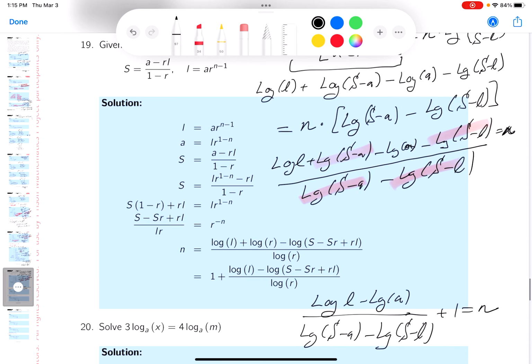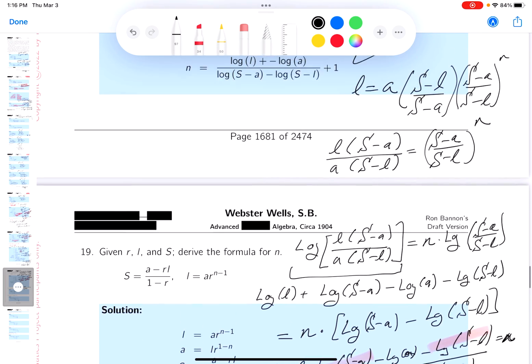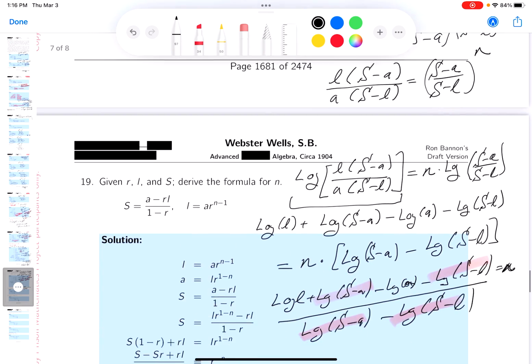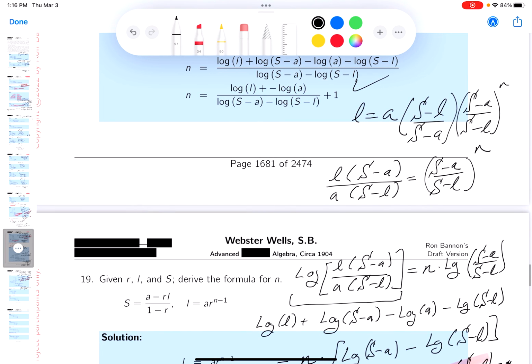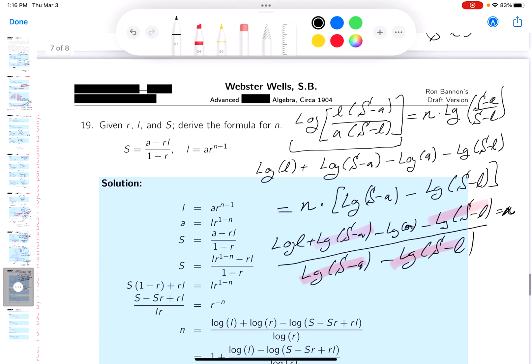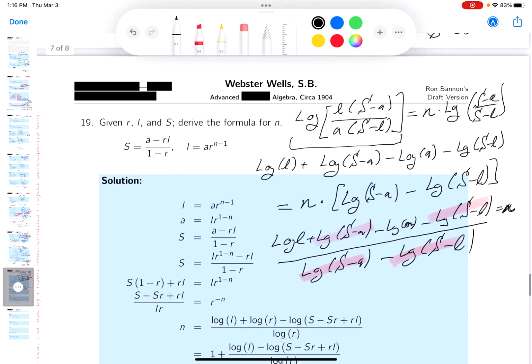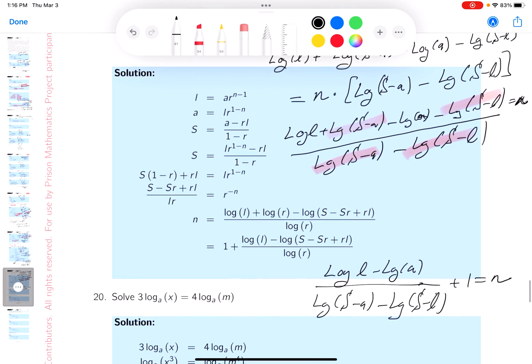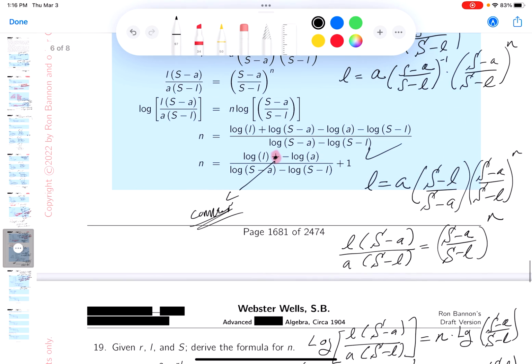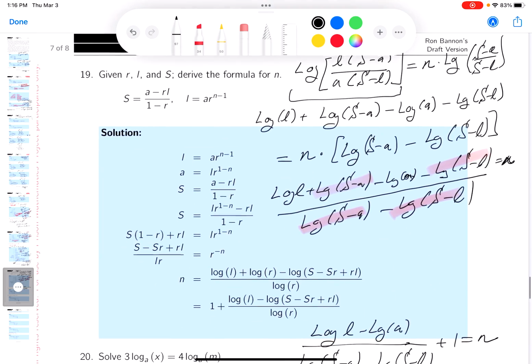So let's take a look, see if we got it. And I'm going to look, do we get the log L plus, oops. I noticed on my key I made a mistake. And I got to correct that. This is an error right there. All right, I'll correct that. It needs to be corrected. If I remember, by the way. So I get log L minus log A, yep, got that. Did I get log of S minus A minus log of S minus L? Yep, plus 1 equals N. We did good, all right?